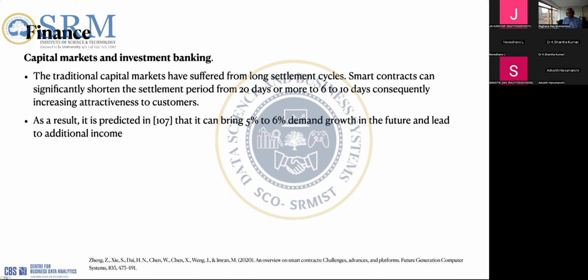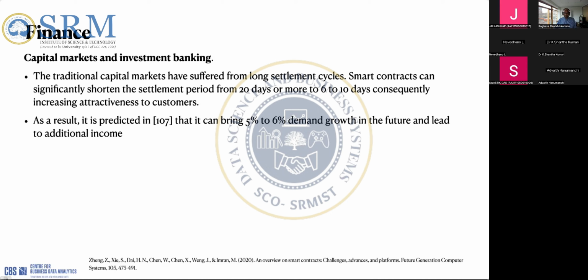The traditional capital markets suffer from a long settlement cycle. For example, in some cases, settlements take up to 20 days in the traditional process. But if you automate the process, and automating does not mean we completely remove the human from the loop, right? Automating means that now we take 20 days to process things because there is a lot of manual intervention, with people having to do manual checks and things like that, right?